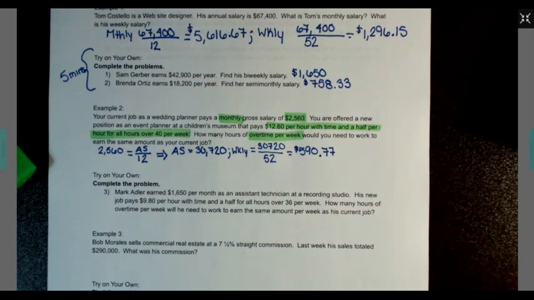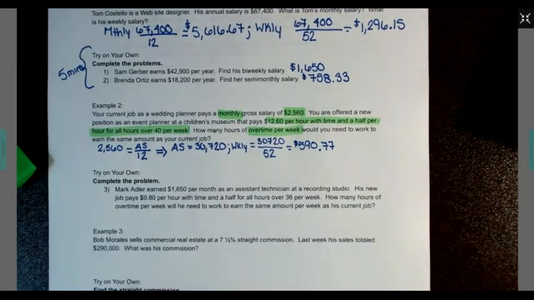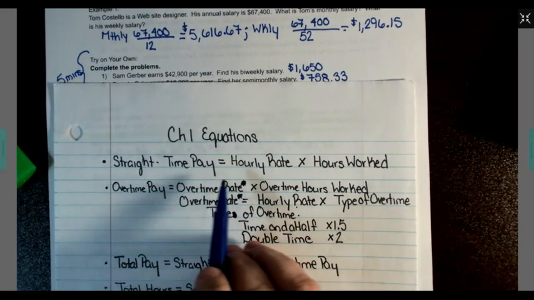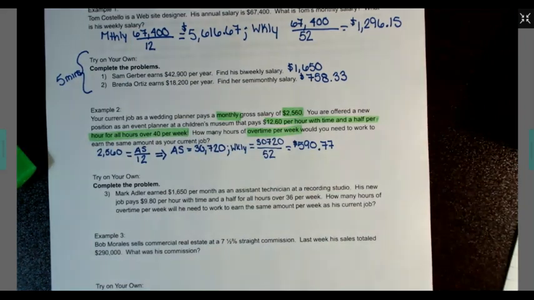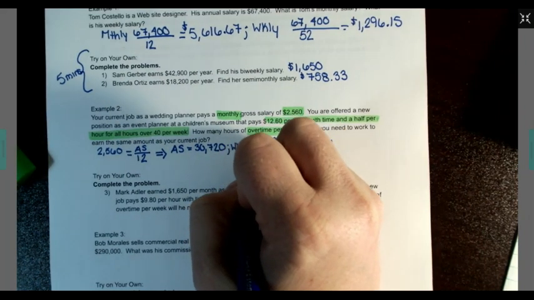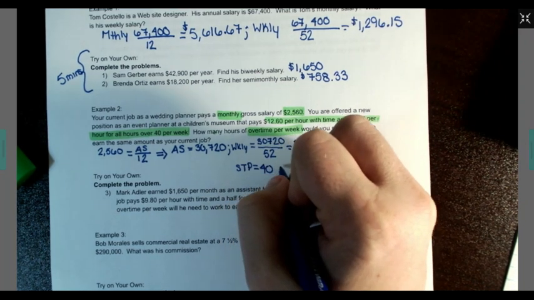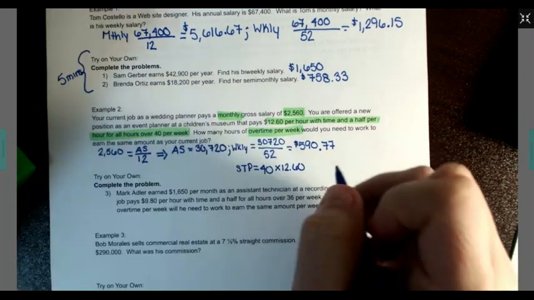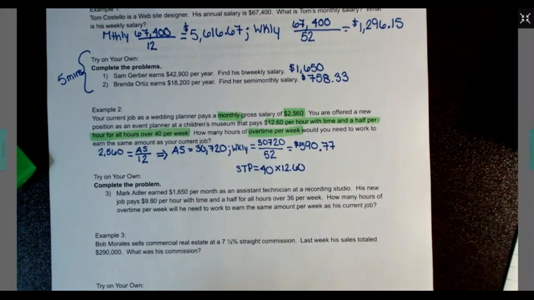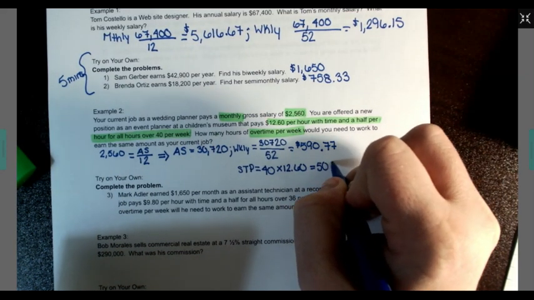Okay. Well, at the Children's Museum, we're going to get paid $12.60 per hour with time and a half for all hours over 40, right? So I'm going to get paid $12.60 just for my regular 40 hours. Now I'm going to go back to those formulas that we used last week. Straight time pay is hourly rate times hours worked. So straight time pay equals 40 hours times $12.60. We get paid $504 just flat.